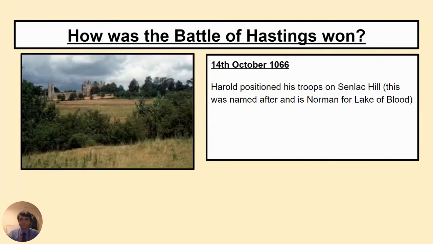14th of October 1066, Battle Day. Harold positioned his troops on Senlac Hill. This was named Lake of Blood. It's Norman for Lake of Blood, and it was named after the battle, which shows how much blood was shed during this day.